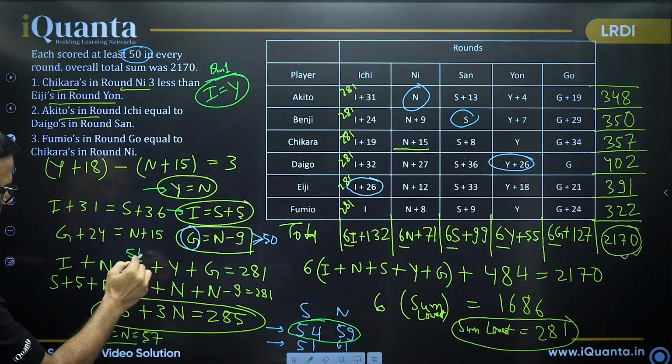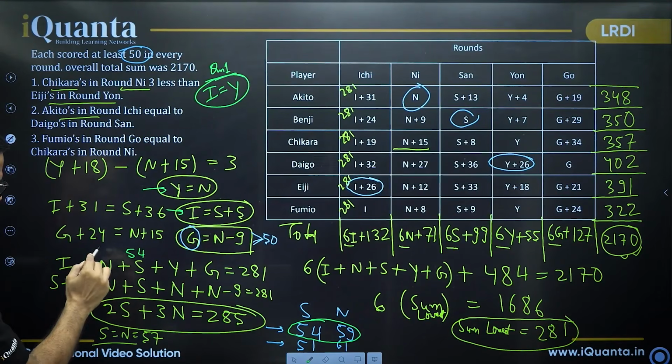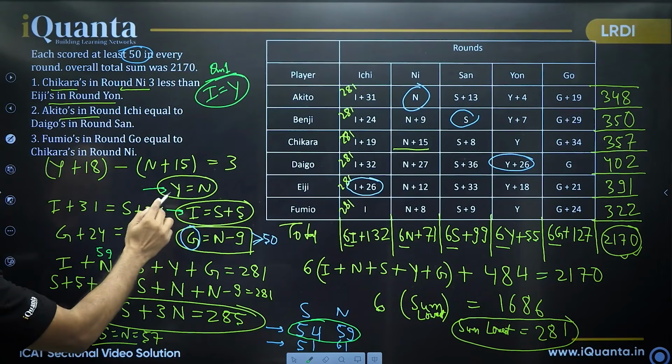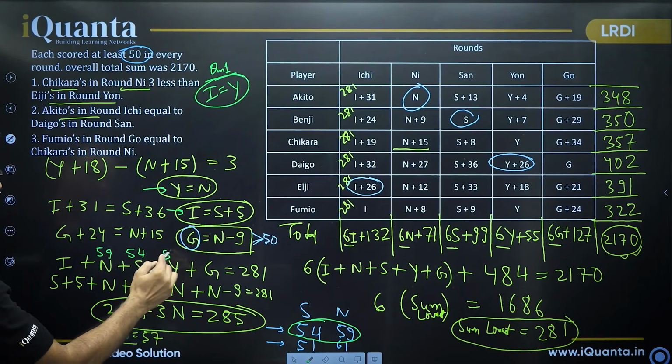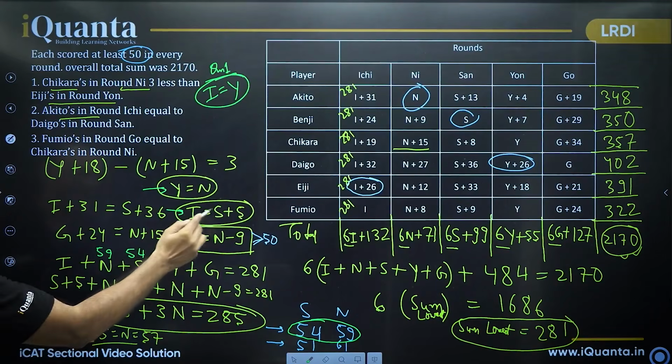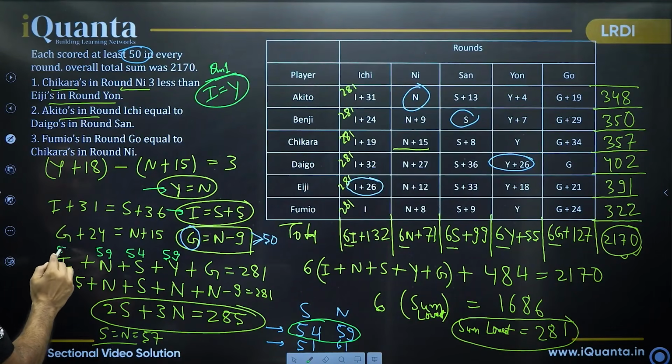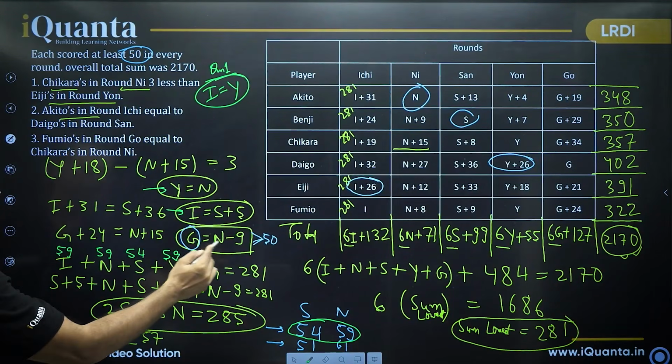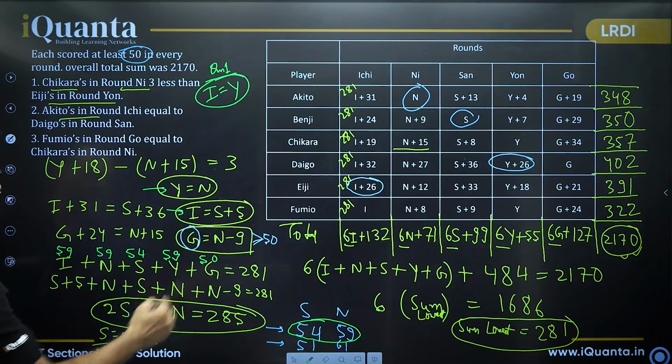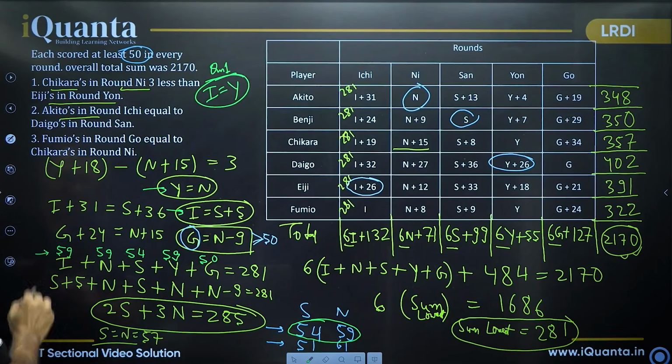54, N is 59, right? Y is N, so 59. I is S plus 5, that is 59, and G is N minus 9, that is 50, right? So this is the case that we are talking of.